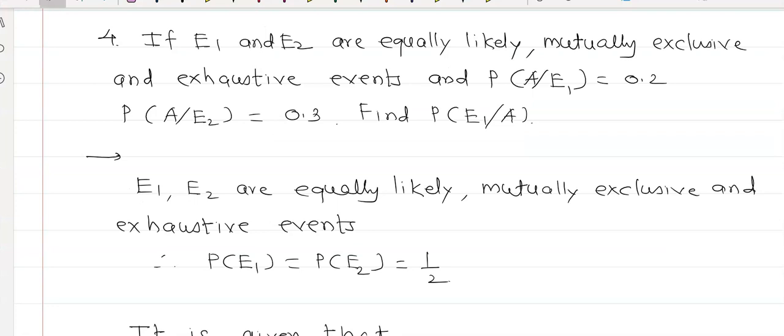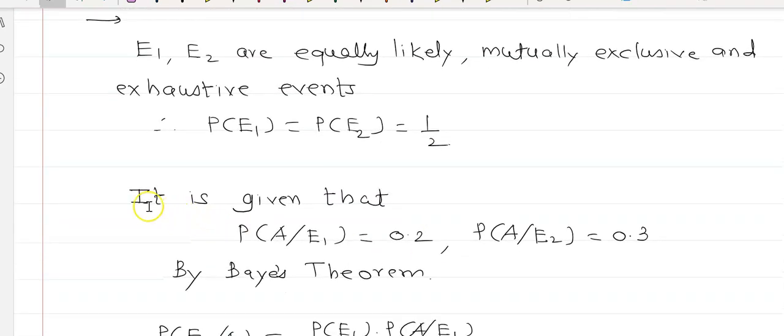Again, I will summarize this problem. If E1 and E2 are equally likely, mutually exclusive and exhaustive events, and probability of A conditional E1 is equal to 0.2, probability of A conditional E2 is equal to 0.3, find the probability of E1 conditional A. E1 and E2 are equally likely, mutually exclusive and exhaustive events, so probability of E1 is equal to probability of E2 is equal to 1 upon 2, given that probability of A conditional E1 is equal to 0.2 and probability of A conditional E2 is equal to 0.3.